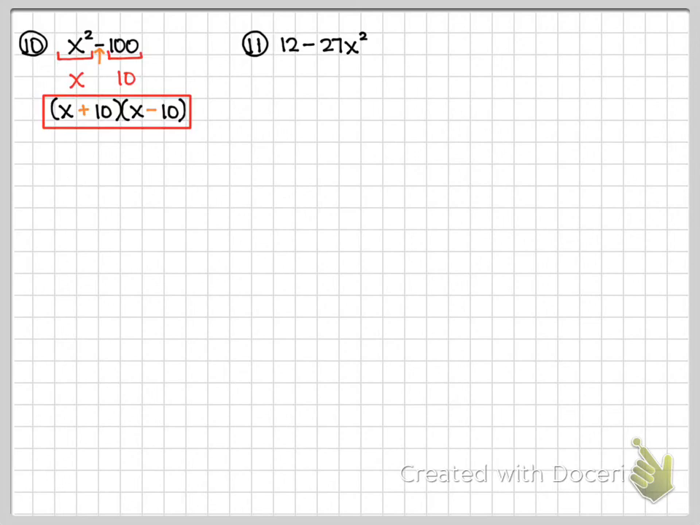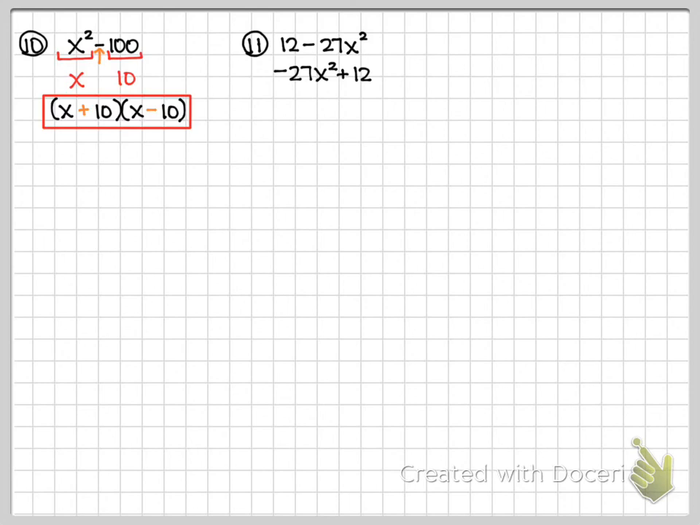Okay, question number 11. First, is there a GCF? Yes, there absolutely is. There's a 3. I can take that out. You could actually even shuffle these around if you want, but you don't have to. So since we've kind of gotten into the habit of making sure that the x squared comes first, I think I am going to go ahead and reorganize this. Again, not that you have to.